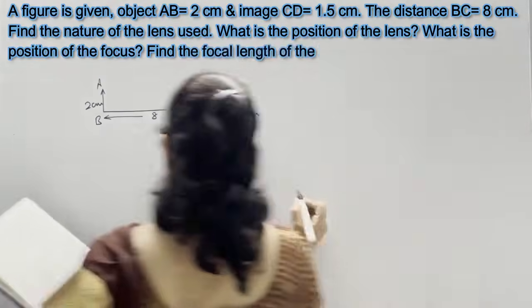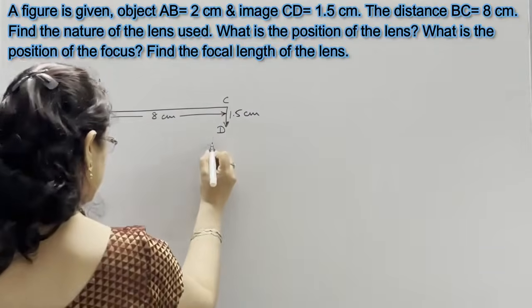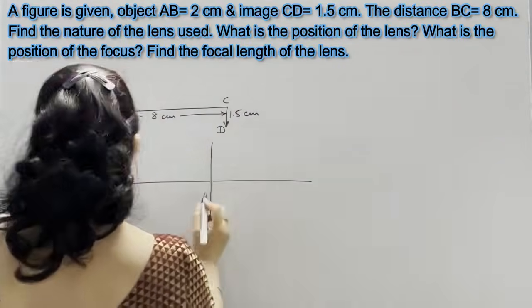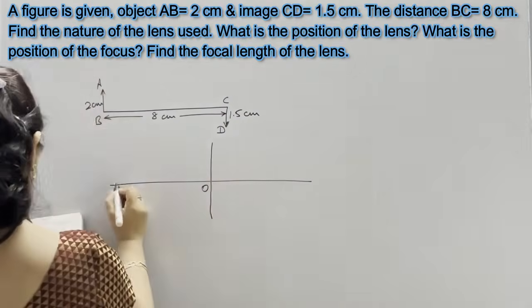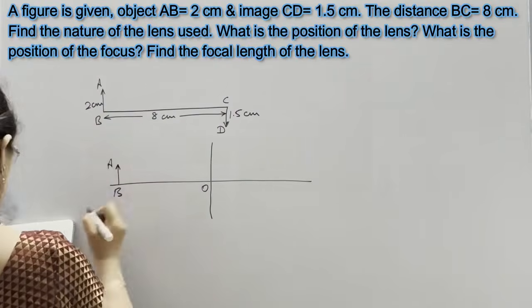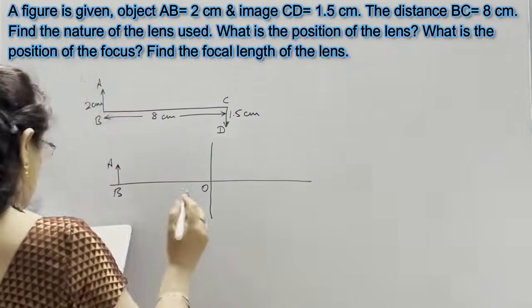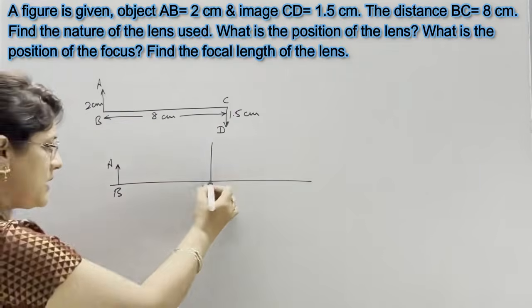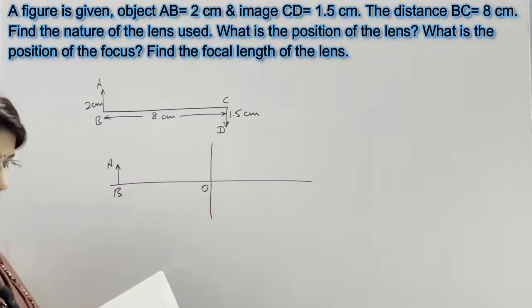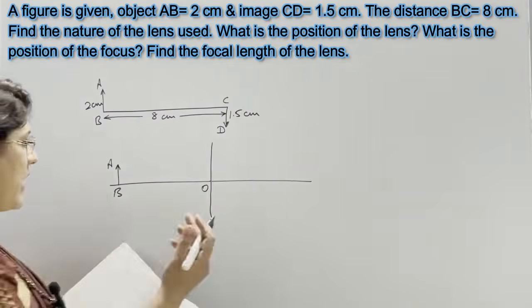Here we need to draw a ray diagram again. This is the position of the lens at point O, and here we are placing the object, this AB of 2 centimeter. Now the position of the lens is at point O. This is our second part. Third, position of the focus. Now the position of the focus is at point F.